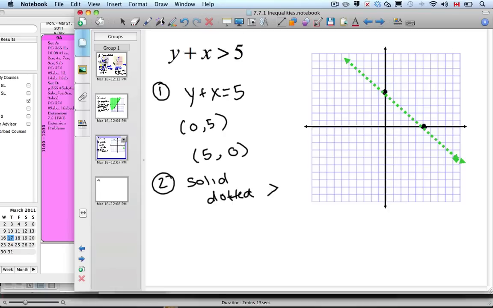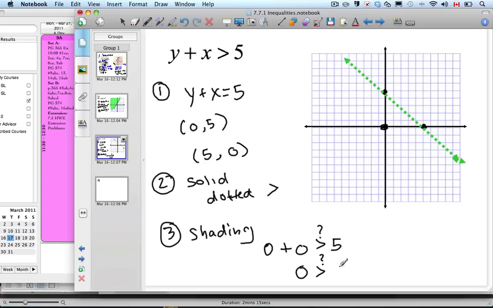Okay, and now we got to do our shading. This one's not very easy to see. So what do we have to do? Well, let's take a point. 0, 0. That's the easiest one. So if we plug 0 in, 0 plus 0 is bigger than 5. Is 0 bigger than 5? No. So that's what we're going to throw away. We're going to scratch it away.